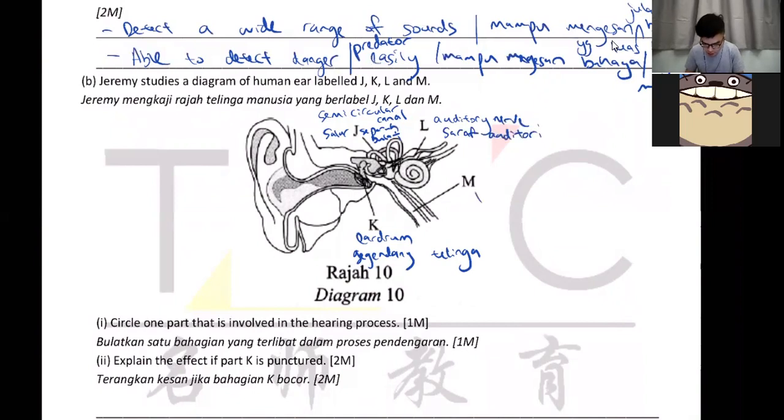And M is your eustachian tube. Okay, tube.